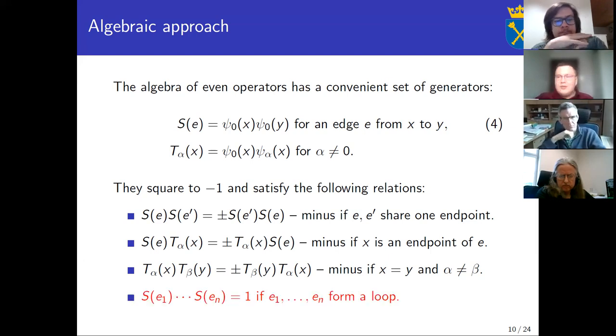There is one more relation, which I will call a loop relation. Whenever there is a sequence of edges E_1 to E_n which form a closed loop, the product of these S_E's is just equal to 1. If you multiply these S_E's out, you will see that since psi_0 squared is 1, all these psi_0's just cancel, so you get 1.